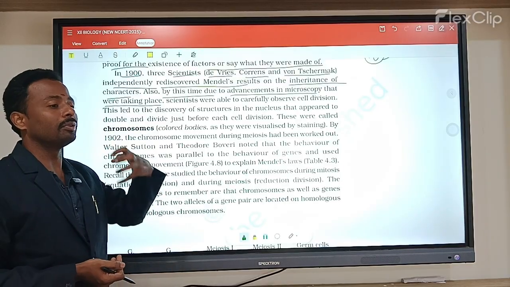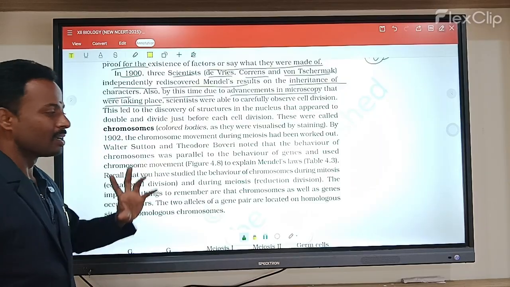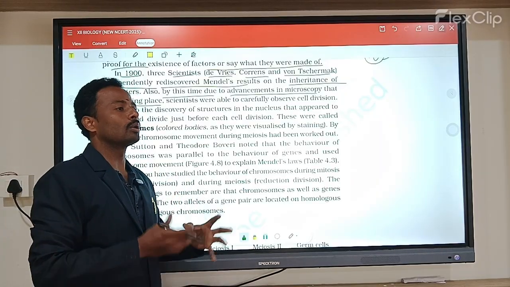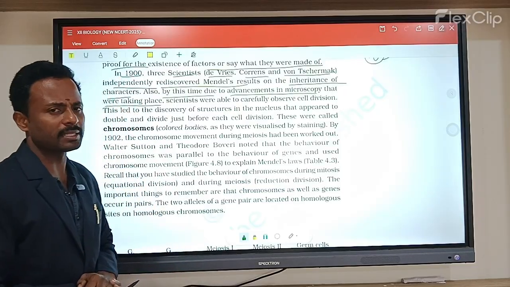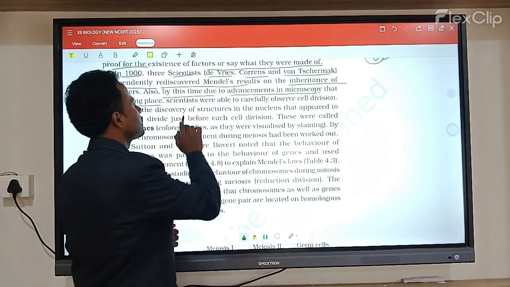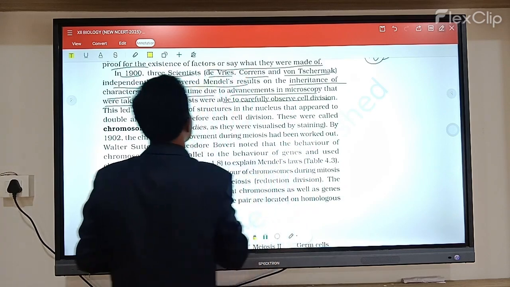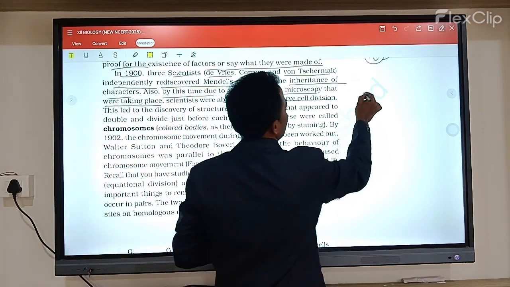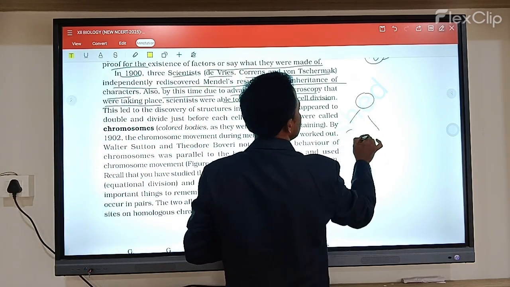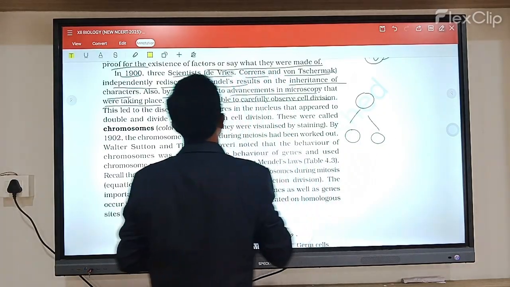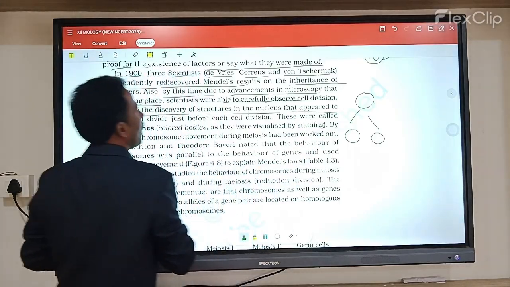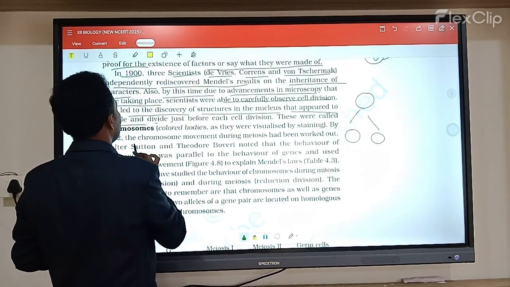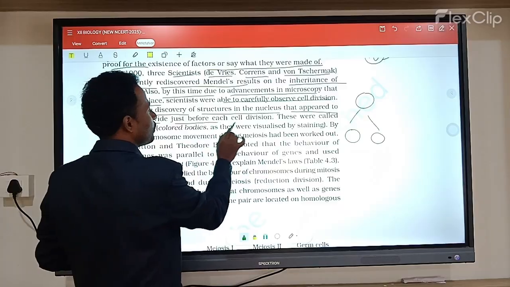So how cell division takes place, what the chromosome structure is, and how chromosomes get separated were all clearly explained by different scientists. The scientists were able to carefully observe cell division, to see how the cell divides, and this led to the discovery of the structure of the nucleus, which appears double stranded and divides just before cell division.